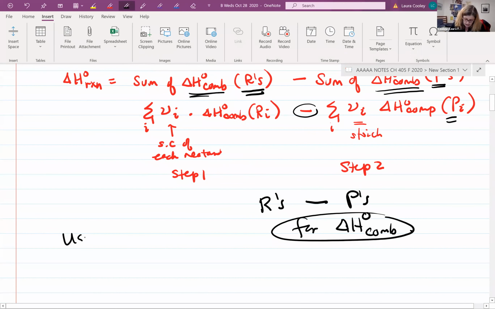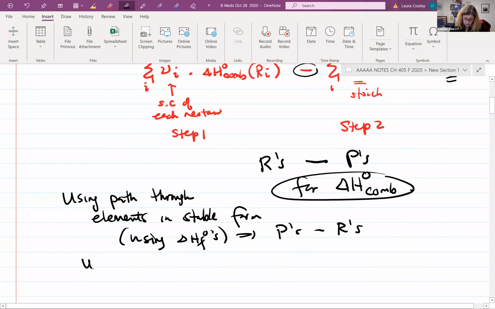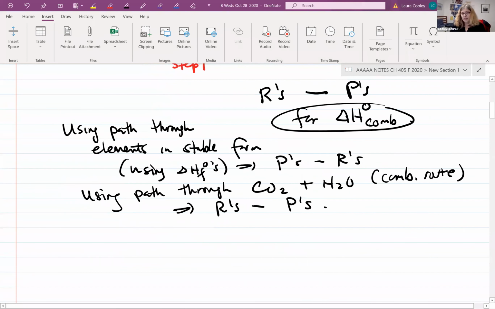If you ever see a problem like that, don't get your signs wrong. If you're using the path through elements in their stable form, in other words, you're using delta HF zeros, it's products minus reactants. But if you're using the path that goes through CO2 and water, that's the combustion route, then it's going to end up being reactants minus products. So don't be fooled. All right.